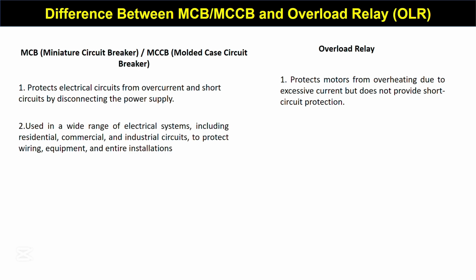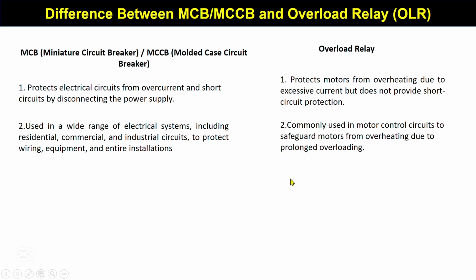MCCB is widely used for residential, commercial and industrial circuits to protect the wiring, equipment and overall installation. Whereas the overload relay is commonly used in motor control circuits to safeguard motors from overheating due to prolonged overloading. Now you have found these two differences between the overload relay and MCCB.